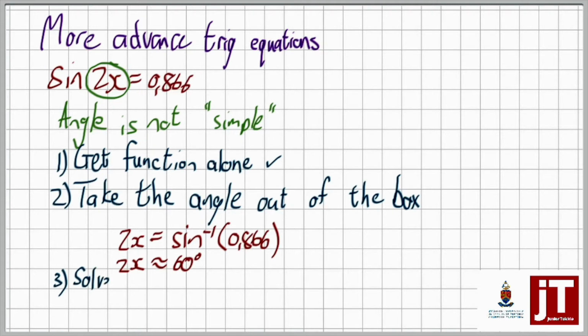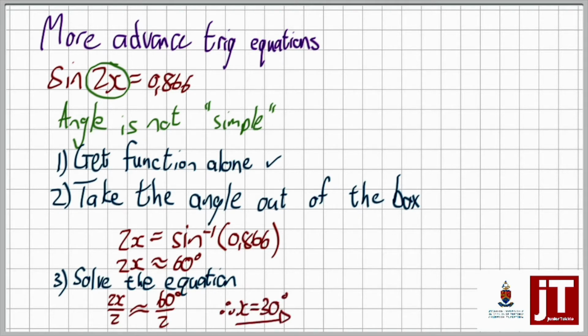Now I've got to solve this specific equation. So if I solve this specific equation, I'm just going to divide by 2. So 60 degrees divided by 2, so x must be 30 degrees. Well done. You are amazing. You followed me. If you didn't, rewind a little bit and try it again.